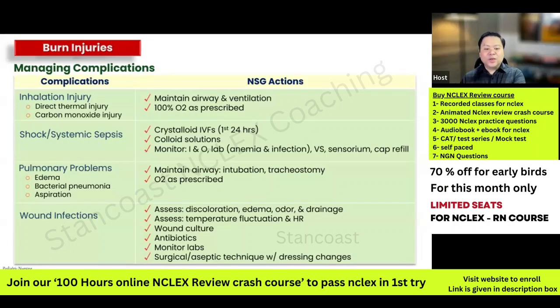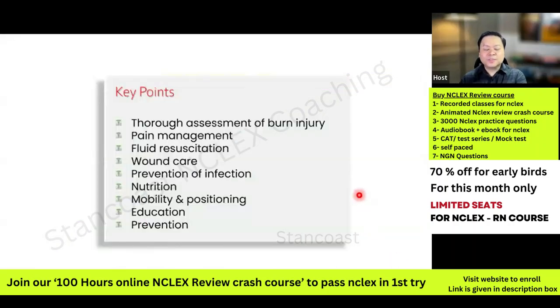Now, we are going to summarize our topic as far as the burn injury. We want to make sure that our patient will be assessed thoroughly with the use of the Lund and Browder method or the rule of nines. We want to make sure that we have thoroughly assessed the areas before we decide on proceeding with the IV fluid replacement, because that is very dependent on the percentage of the burn area.